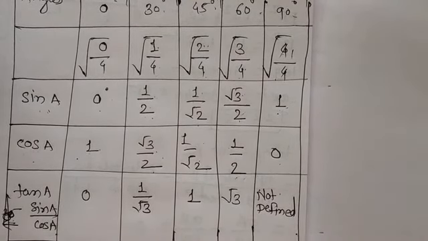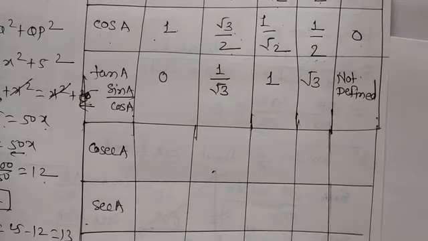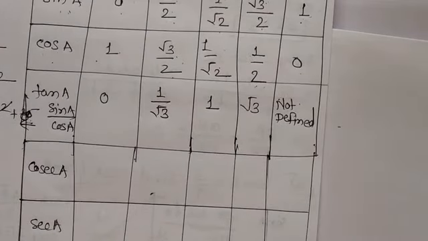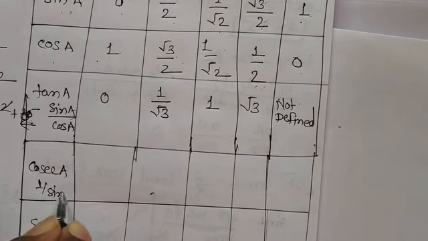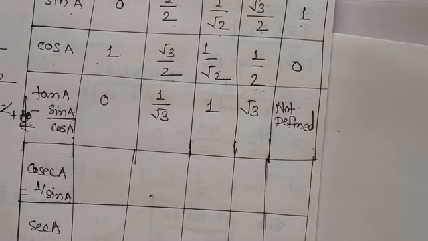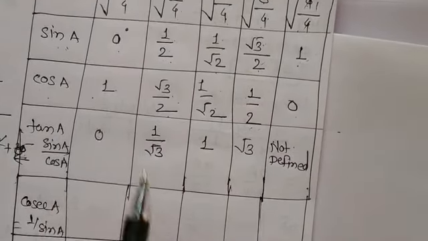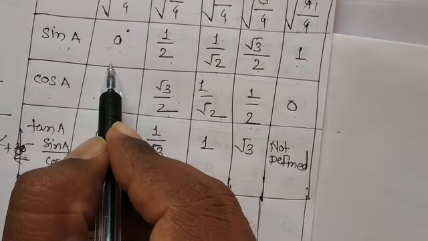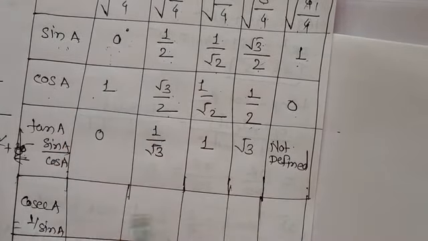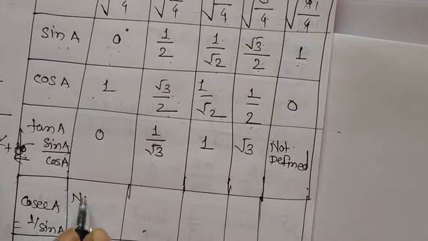Now next is cosec. As we know, cosec A equals 1 by sine A. That is, cosec is the inverse of sine. So write here the reverse or inverse of sine. First is 0, so the denominator is 0 and it is 1 by 0. 1 by 0 means not defined.